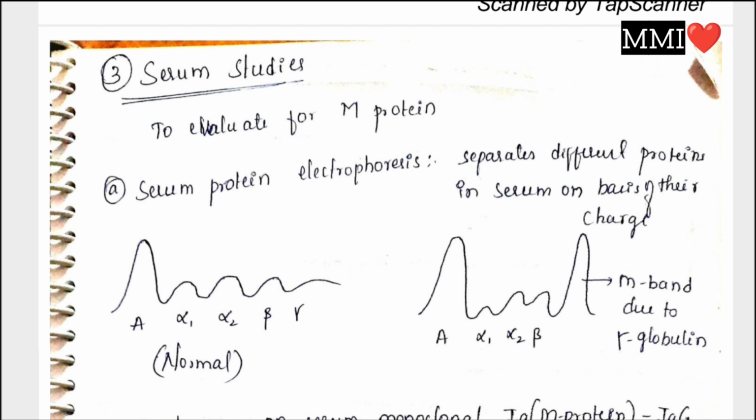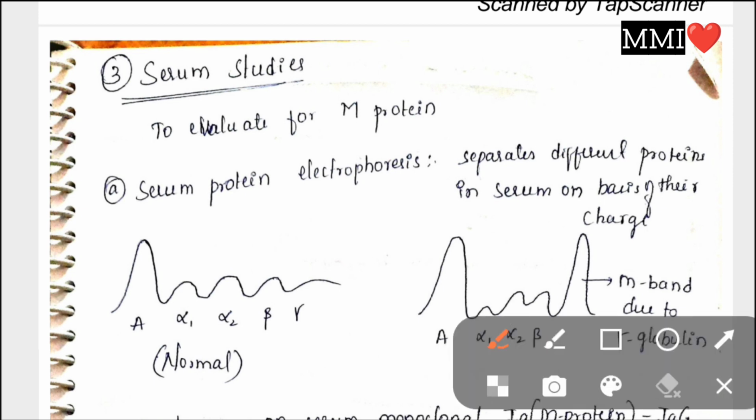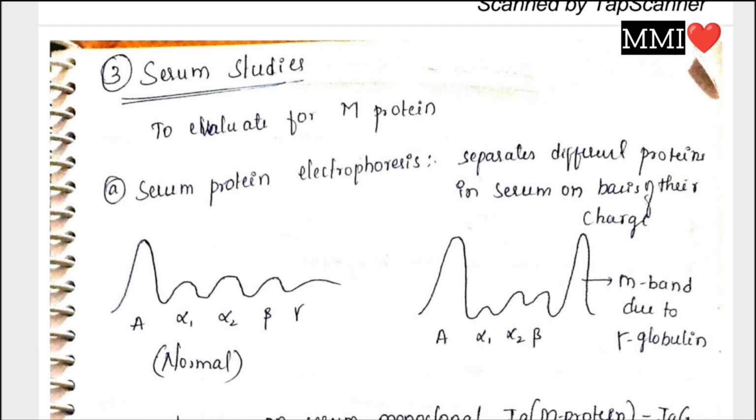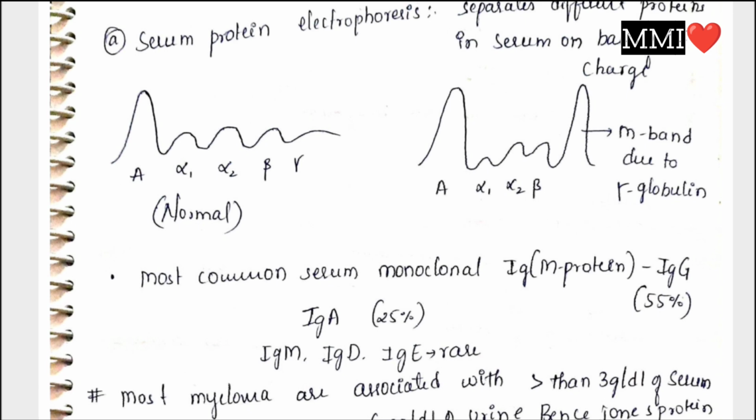Here we put our serum and it will be differentiated into albumin and globulins. The bands are albumin, alpha 1, alpha 2, beta, and gamma. Here you can see there is formation of an M band in the gamma region. Serum protein electrophoresis separates different proteins in the serum on the basis of their charge. Charge is applied, positive and negative, as proteins are negatively charged. The M band is seen in the gamma globulin region.